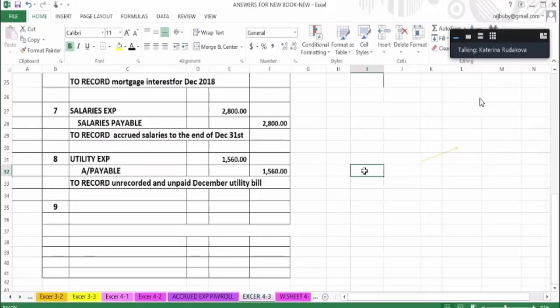Number 9. On December 1st, a local business contracted with Highland Cove Resort to rent one of their cottages for 6 months starting January 1st, at the rate of 1,000 per month. An advance payment equal to 2 months of rent was paid on December 15th. Okay, it's $3,000.